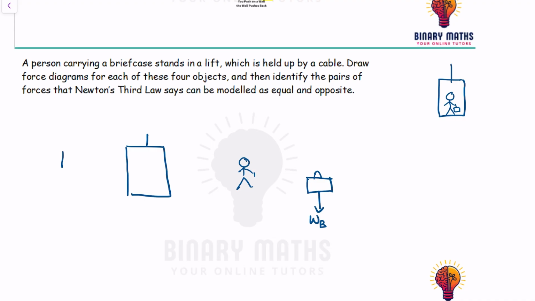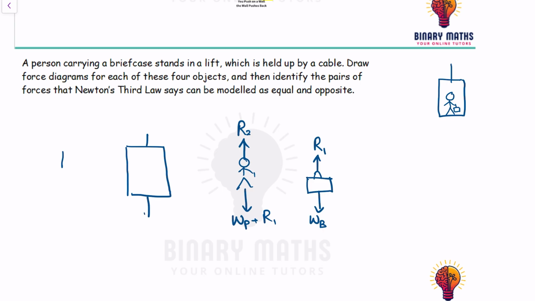Because the person is holding it, there is a reaction force involved. Let's call it reaction 1. Okay, what does the person feel? The briefcase feels the reaction force of the person pulling it up. The person feels the weight of the person plus the reaction with the briefcase, so the briefcase is pulling the person down. The person is standing on the lift, so the lift is pushing up. So this is a second reaction force, which is different to the other reaction force.